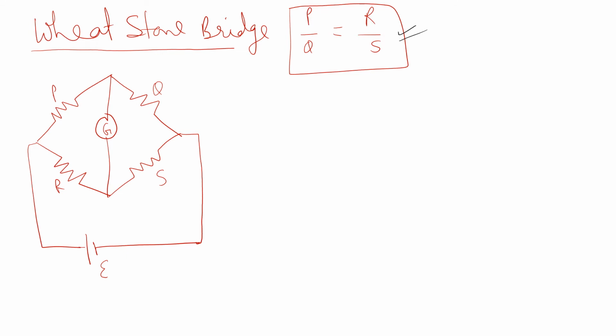One thing that you can think: when I said that there is no deflection in the galvanometer, that simply means that there will be no current in the galvanometer. So what is a galvanometer? You need not worry about it now. I will discuss it in magnetics.